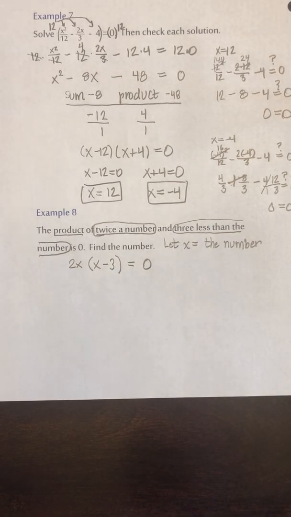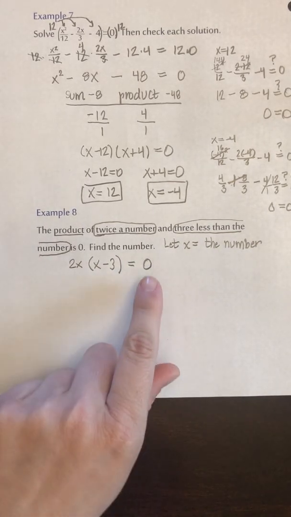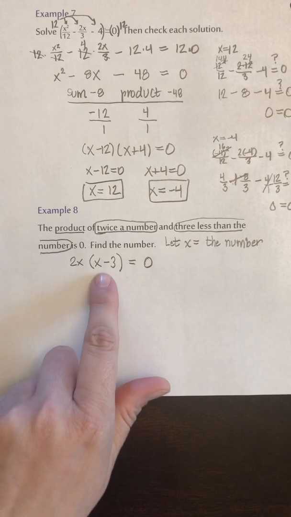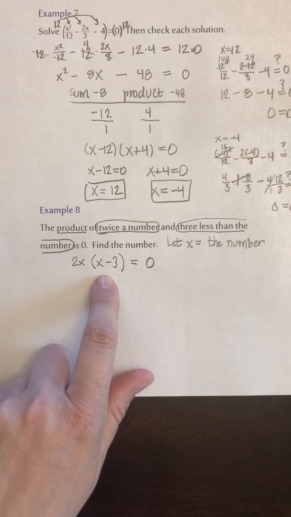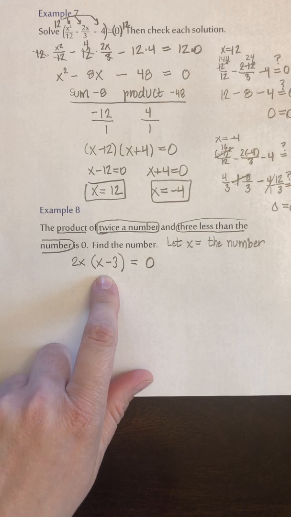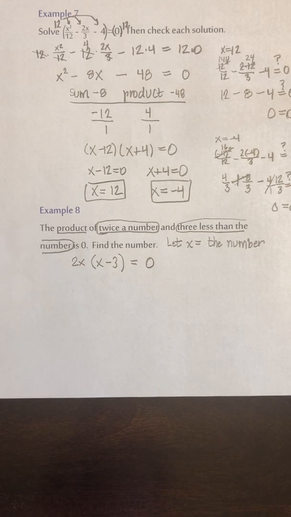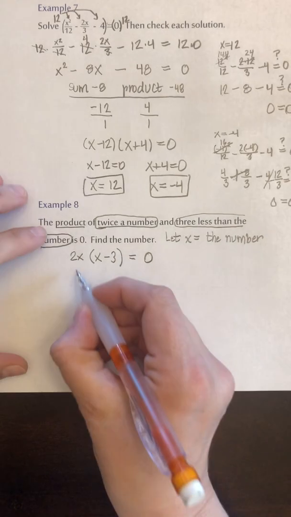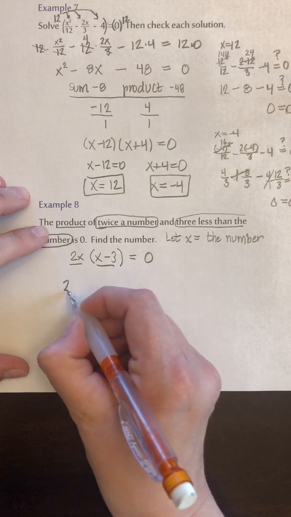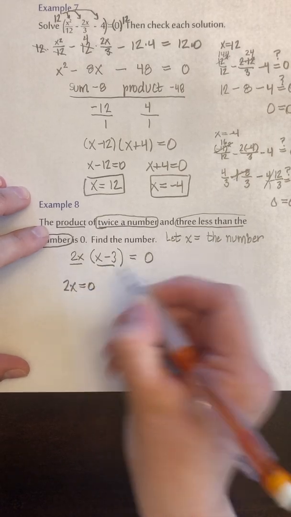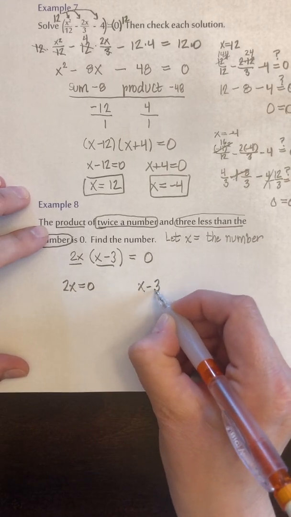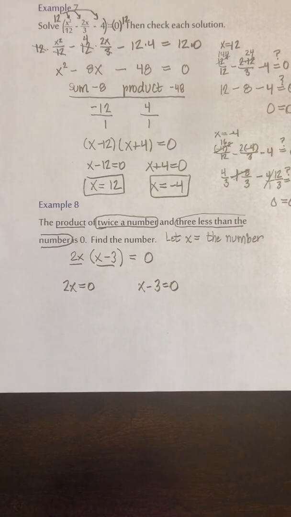Now the great thing about this particular problem is it's set equal to 0, and it's already in factored form. We don't have to do any work as far as finding the GCF and figuring out how to factor it. It's already done for us. So we're going to set each factor equal to 0. Because it was already in factored form, we did not have to do that step. We're just setting each factor equal to 0.